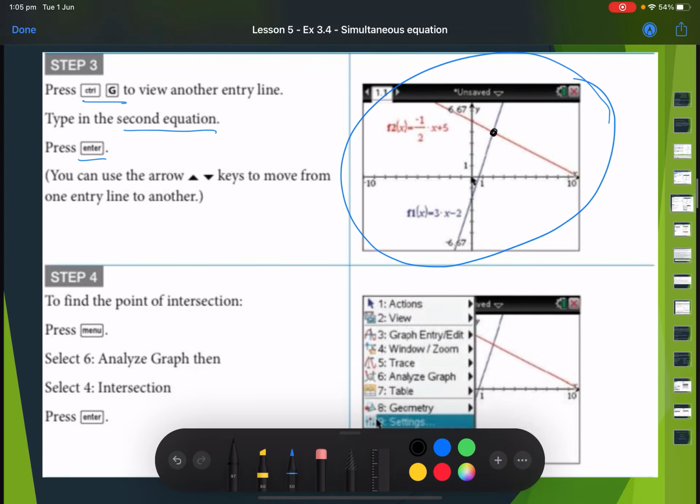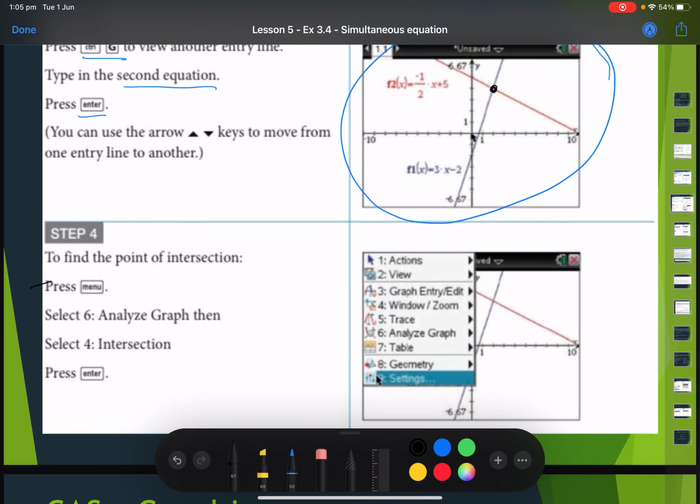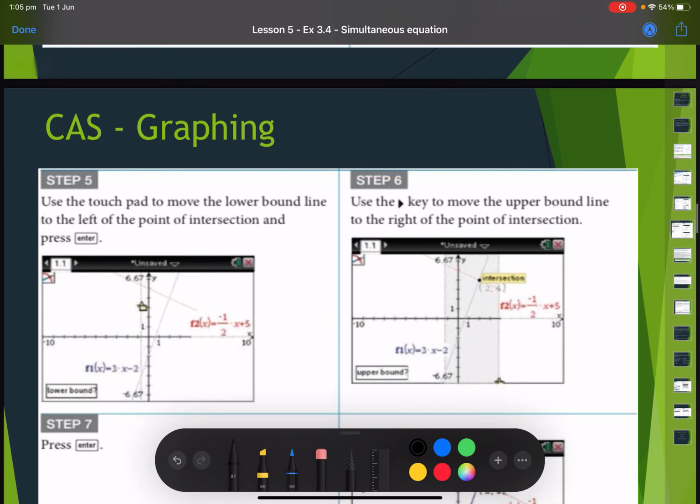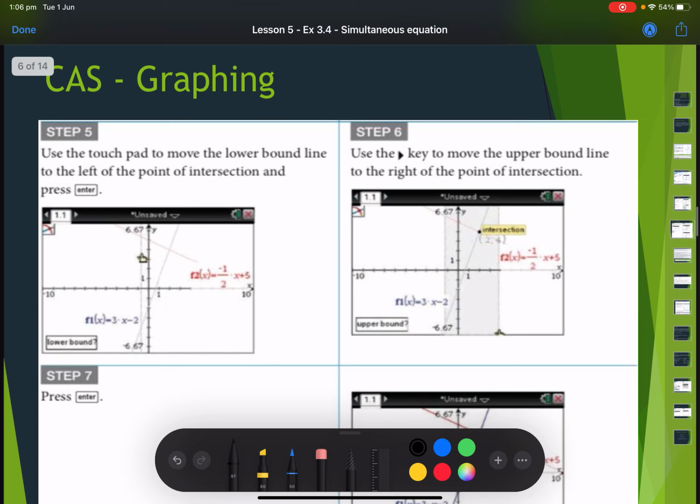equations into your graph, you need to click menu, press number 6, which is analyze graph. Okay, and then you need to select number 4, which is intersection, and then click enter. And what you should end up with is a touchpad, okay, that allows you to move the lower bound line to the left of the point of the intersection and then press enter, and then use the right key to move to the upper bound line to the right of the point of the intersection.